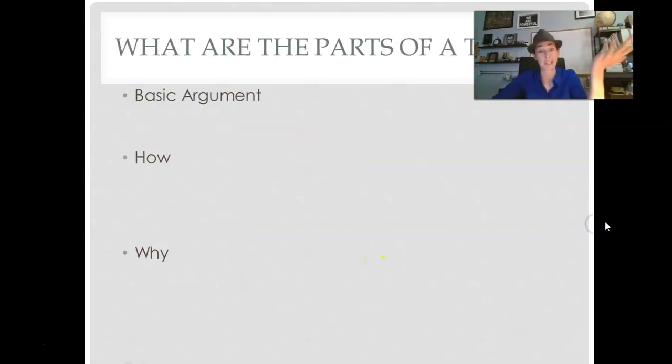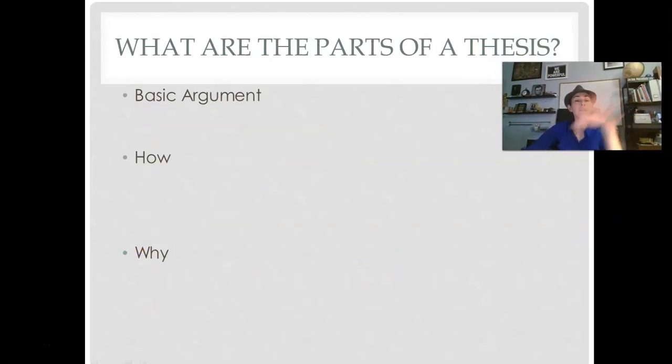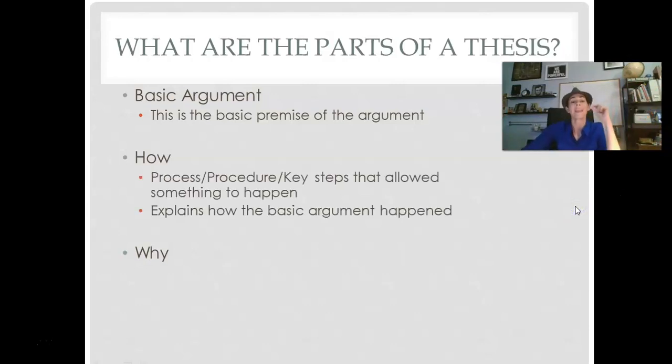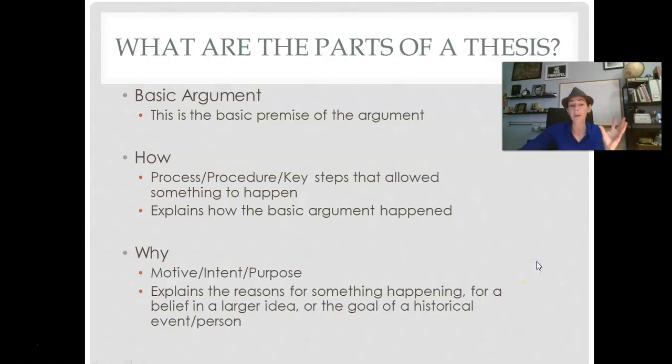So now, what does a thesis actually look like? What are the parts of a thesis? You will see this show up in different ways from different teachers and professors. This is the way I teach it. I try to break it down into three simple, basic parts. Your first part is going to be the basic argument. This is the basic premise, the direct answer to the question you are trying to answer. The how is about the process, procedure, or key steps that allow the basic premise of the argument to happen. And then the why is about motive, intent, and purpose. This explains the reason for something happening, why people believe in a larger idea, what the goal of a nation or of a historical event or person was. You are looking at three different parts of this thesis.